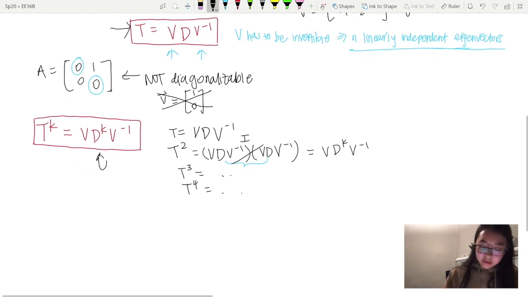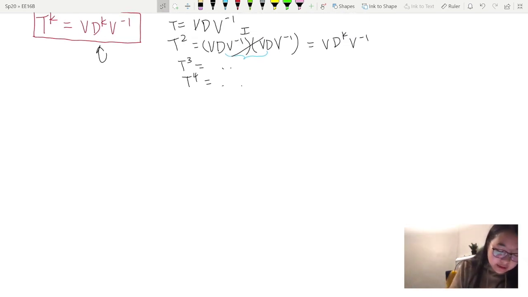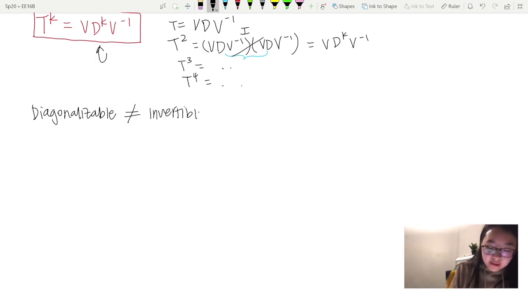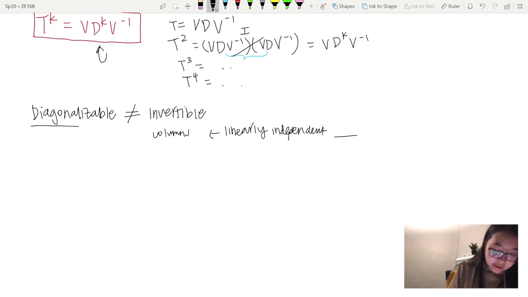Cool. So something I definitely wanted to point out is that the fact that something is diagonalizable does not mean that it is invertible. They're two different things. Yes, both of their classifications and their traits require something to be linearly independent. But something to keep in mind is that for invertibility, the columns have to be linearly independent. For diagonalizable, it's the eigenvectors.